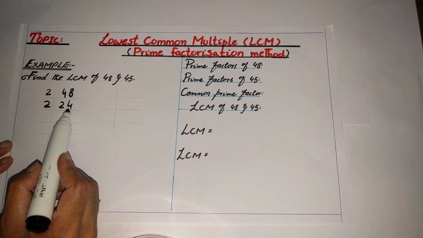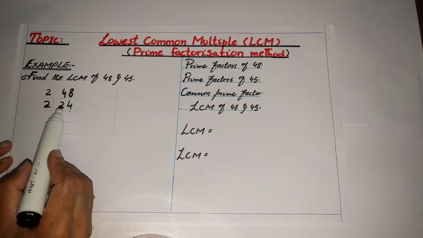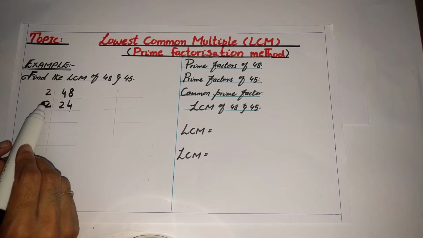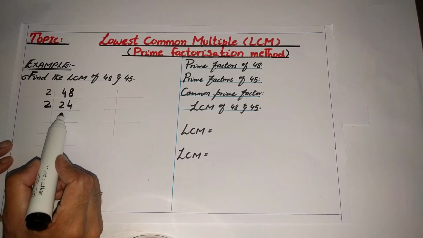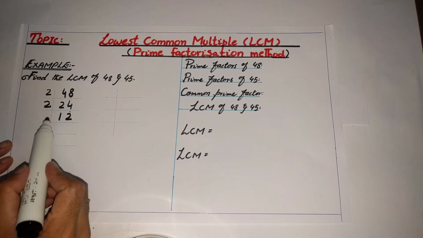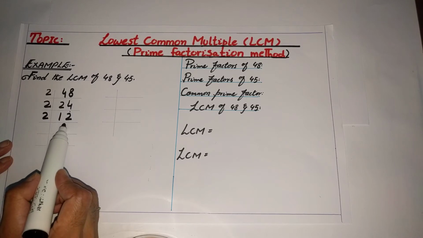24 is also divisible by 3, but as I told you, according to the rule, best is to divide this number by the smallest prime number. If not divisible by 2, then move to the next number. So 2 ones are 2 and 2 twos are 4. Now again 12 is divisible by 2. Yes, 2 sixes are 12.